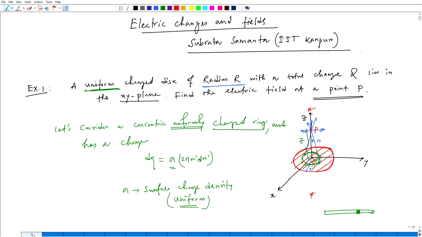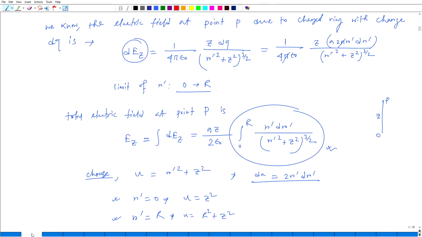So, we will discuss this in the next class in more detail, and also we consider some limiting cases, where z is very much greater than r, or r is very much greater than z. So, in that limiting case we will consider in the next class.